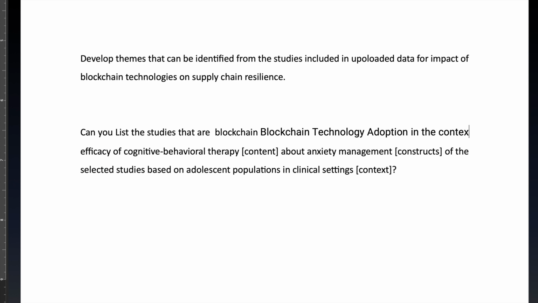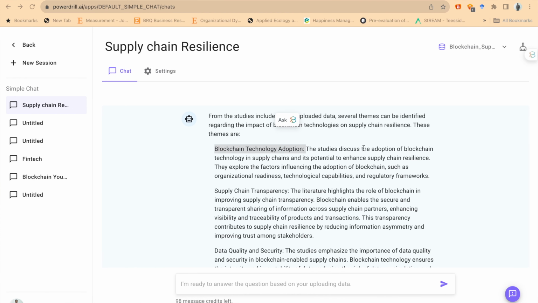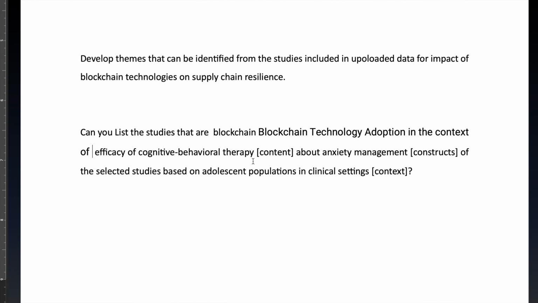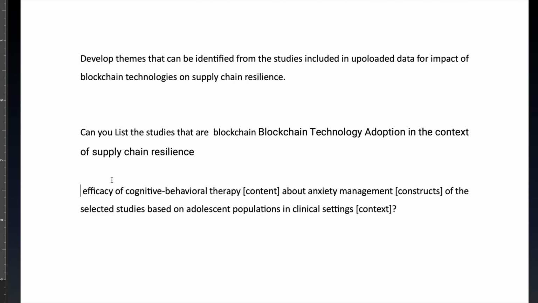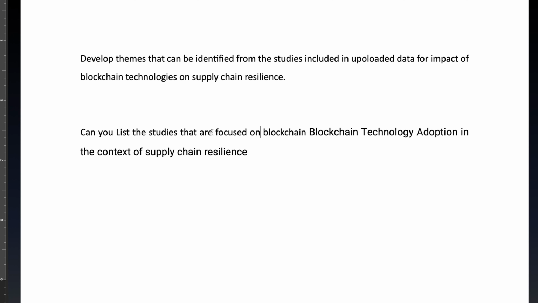in the context of supply chain resilience. Okay, so let's see. So can you list the studies that are focused on blockchain technology adoption in the context of supply chain resilience? Okay, so I'm not saying this. Can you list down the studies which are talking about the blockchain technology adoption for enhancing supply chain resilience?